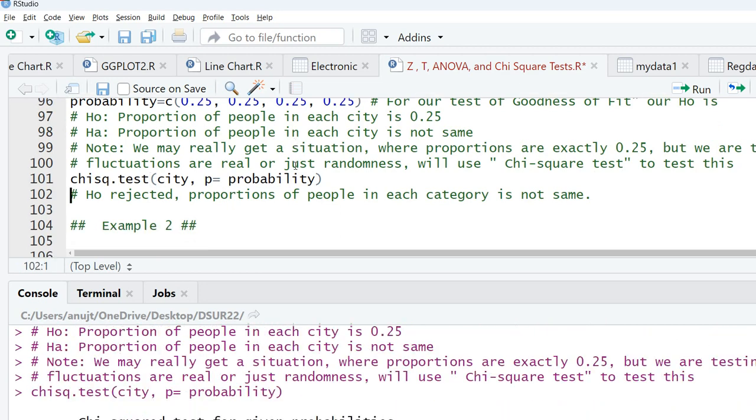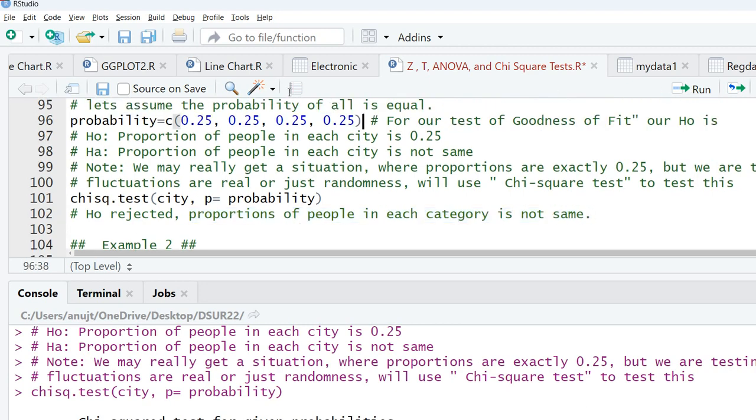Now, if I run this, now see the value. The p-value is less than 2 point something, which means it is very low, and H naught, our null hypothesis, is rejected, meaning the proportion of people in each category is not the same.